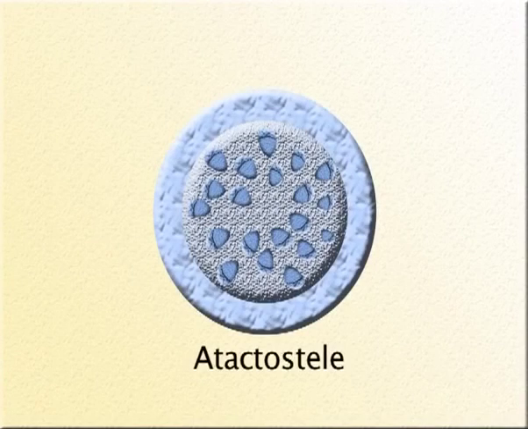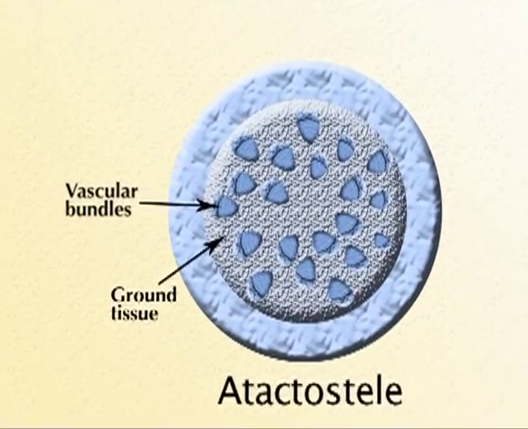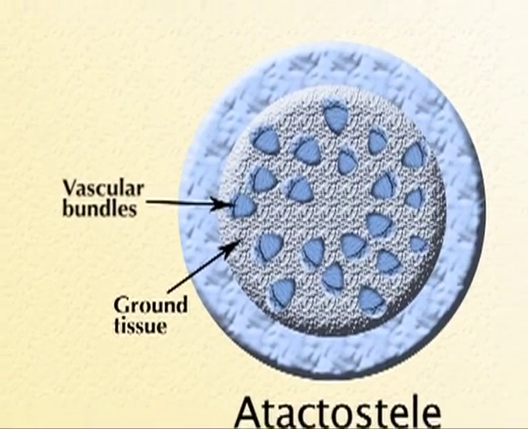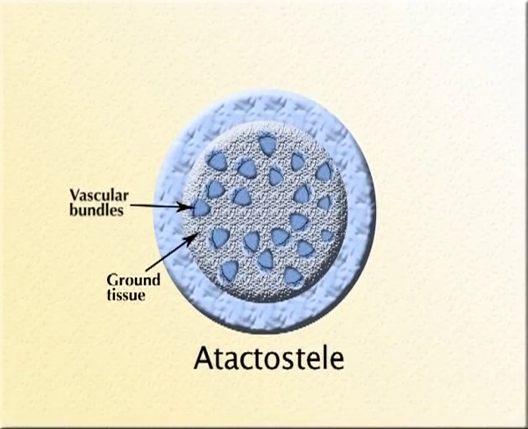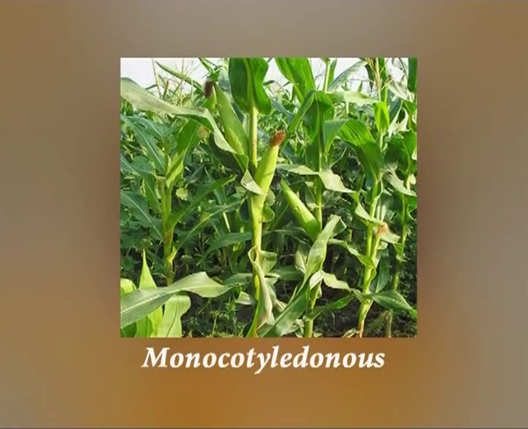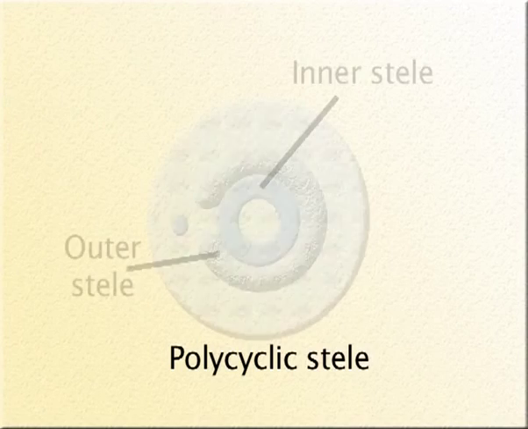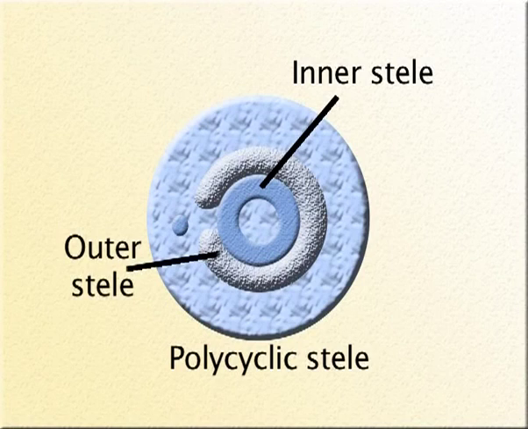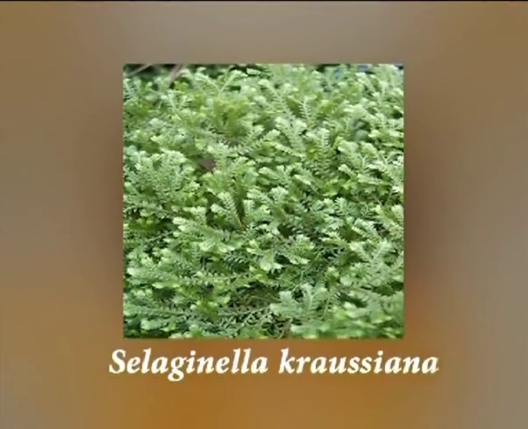Atactostele. This is the most complex type of stele. In this type, the vascular bundles are irregularly dispersed in the ground tissue as in the stems of monocotyledons. Polycyclic stele. In this case, more than one stele is present in the axis of pteridophytes. For example, 2 in Selaginella kraussiana and 16 in Selaginella laevigata.